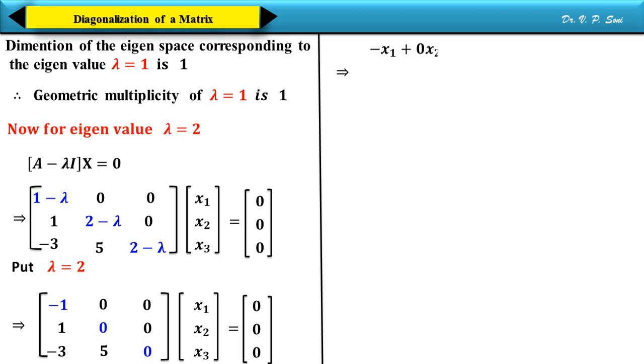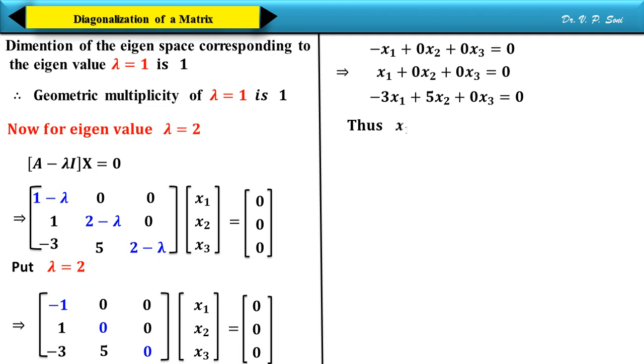minus x1 plus 0x2 plus 0x3 equal to 0, x1 plus 0x2 plus 0x3 equal to 0, minus 3x1 plus 5x2 plus 0x3 equal to 0. Thus we have only two equations, x1 equal to 0 and minus 3x1 plus 5x2 equal to 0. There are two equations and three variables, therefore take last variable x3 equal to t, where t belongs to R.